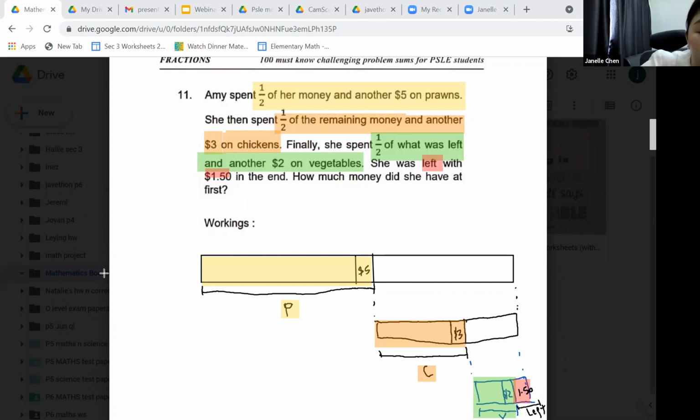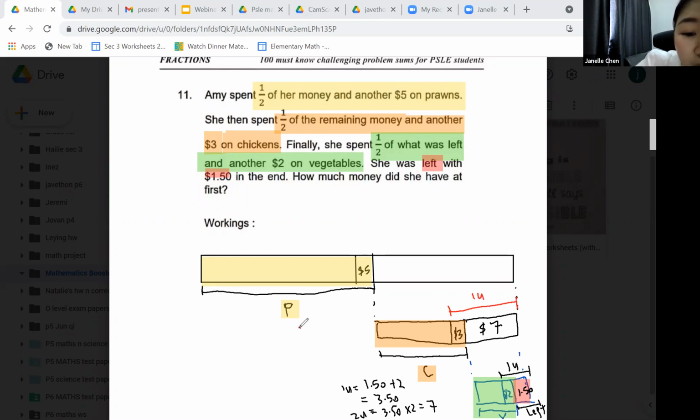So for the last part here, we can actually see that my 1 unit for the last model is actually equal to $1.50 plus $2. Correct or not? Because this whole thing here is actually half of my last model, which is equal to 1 unit. So 1 unit equals $3.50, meaning that my 2 units here is equal to $3.50 times 2, which will give me $7. So if I dot up here again, this part here equals $7. Am I correct?